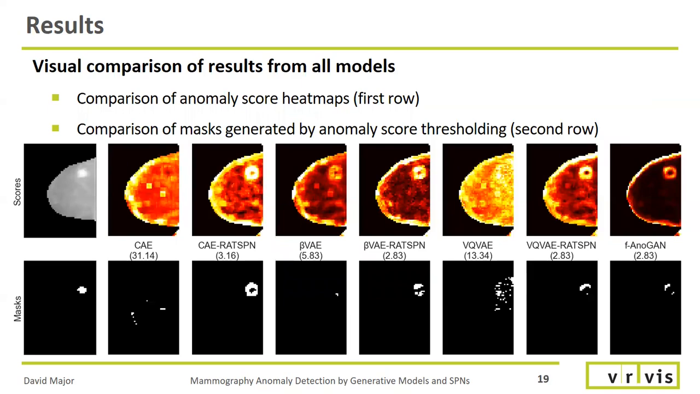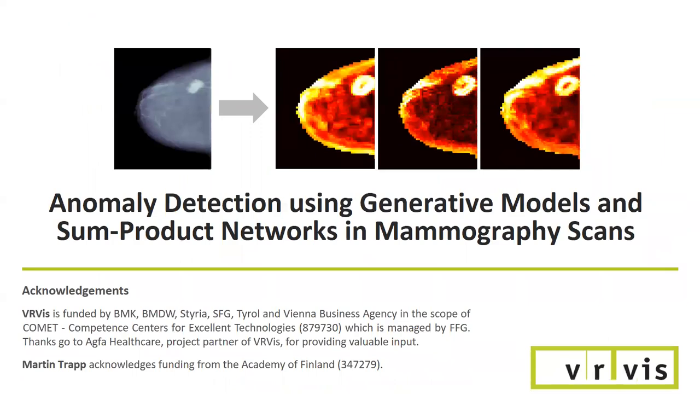In summary, it is visible that the RAT-SPN extended models generate anomaly score landscapes from which the best anomaly masks can be derived. Thank you for your attention.